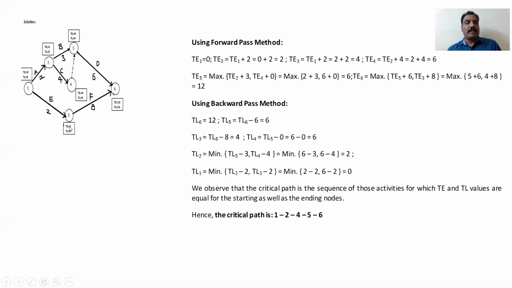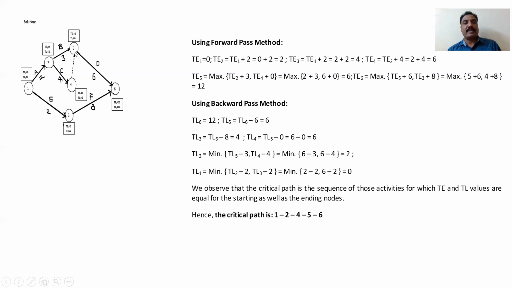Then you can go to TE4. What is TE4? This one. The link is from event 2 to event 4, so you have to take TE2 plus 4. TE2 plus 4, that is 2 plus 4 is 6. Similarly, TE5. This is event 5. But here, 2 arrows are coming into this event 5. One arrow from B, another arrow the dummy. So we have to check the maximum of this always.